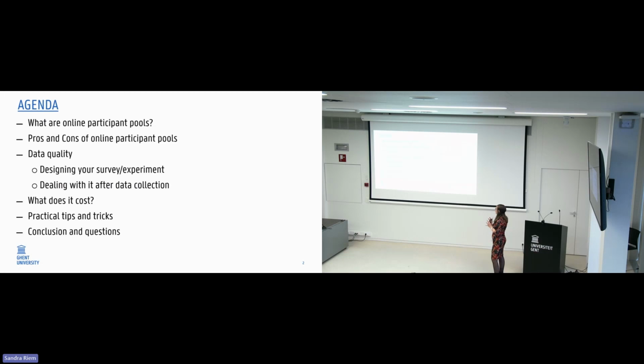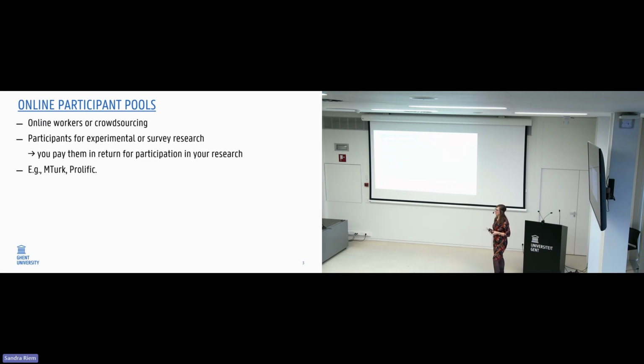First, very briefly, what are online participant pools, and a bit on the pros and cons of online participant pools versus a lab. It's mainly for survey research and experimental research, but if you have other questions or ideas, please go ahead. Then a bit on data quality. What can you do about it when you are designing your survey or experiment? And what can you do afterwards when you have collected the data? What can you do if you have low data quality? What does it cost? And some practical tips and tricks. And of course, there is time for questions. I'm not going to talk that long about this.